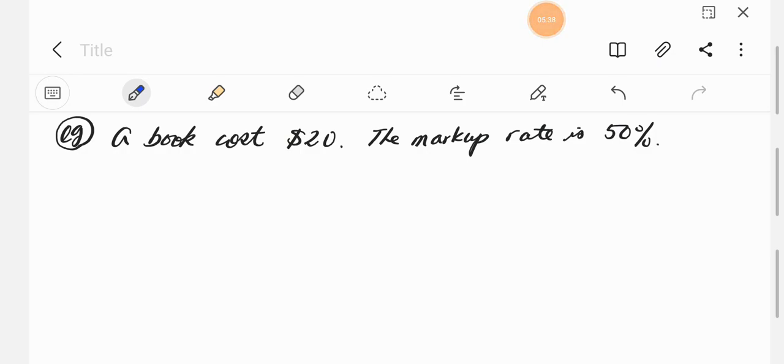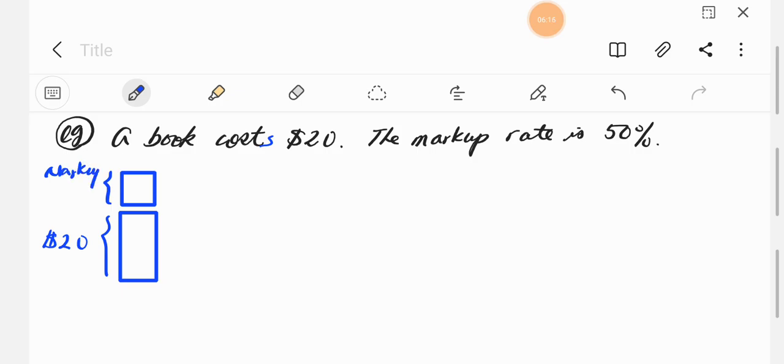Okay, let's say a book costs $20 and the markup rate is 50%. All right, then look at this. The cost is $20, right? And then the markup rate is 50%. This is the markup, and this amount is 50% of the base, $20, right? So there is 0.5 times 20, which is $10.